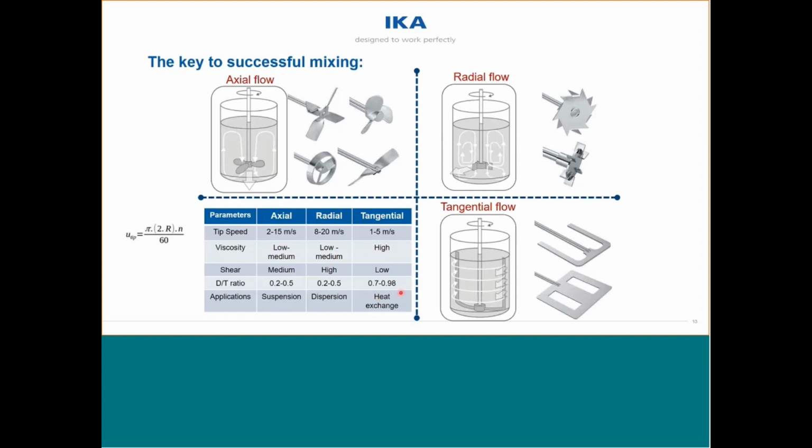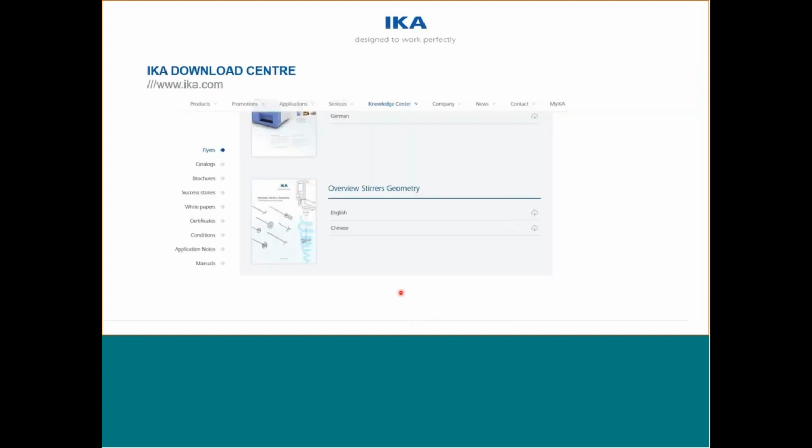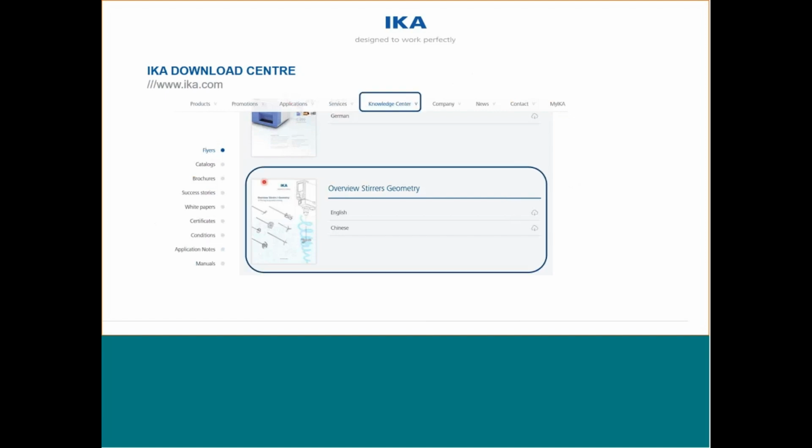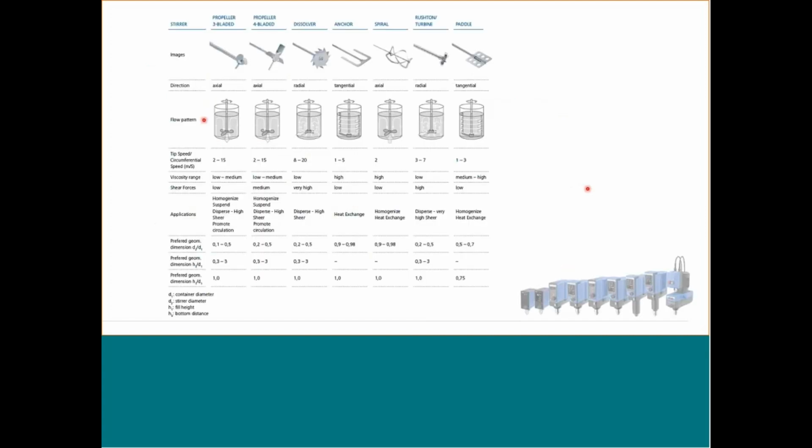So where can we get a general guideline from IKA? You can go to our website, www.ika.com. Go to our knowledge center and download the overview of stirrer geometry. From this flyer, it will let you know the flow pattern of our selected impeller and the recommended viscosity and speed to be used. So you can get all this information from our flyer, which is already uploaded on our website.